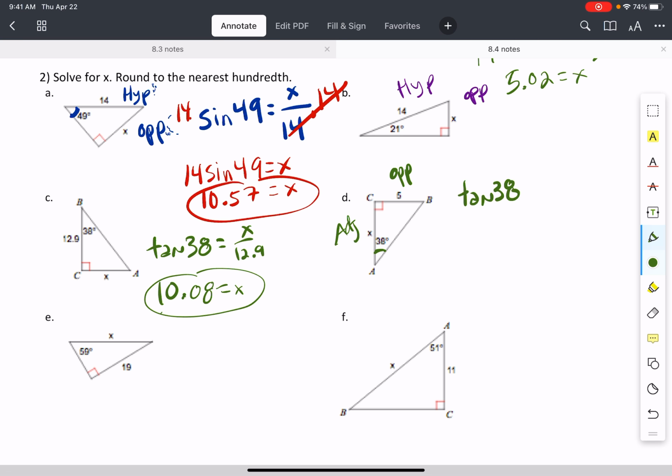So I'm going to set it up. The angle goes inside the trig function, and it equals opposite over adjacent. Why is this one different? The x is on the bottom this time, right? So that makes this solving for x a little trickier.